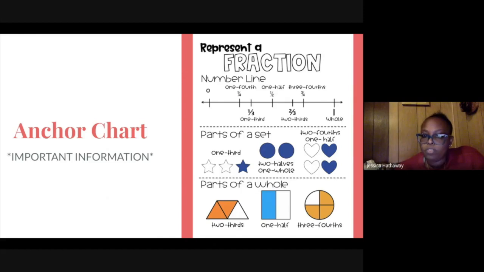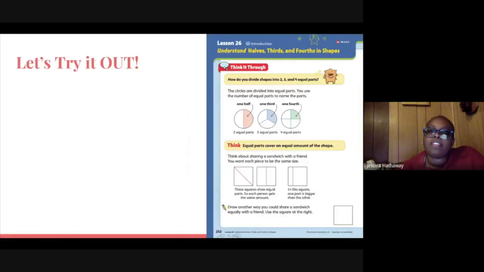Parts of a whole. So you have these 3 shapes at the bottom. You have 2/3, 1/2, and 3/4. So let's try this out. How do you divide shapes into 2, 3, and 4 equal parts?